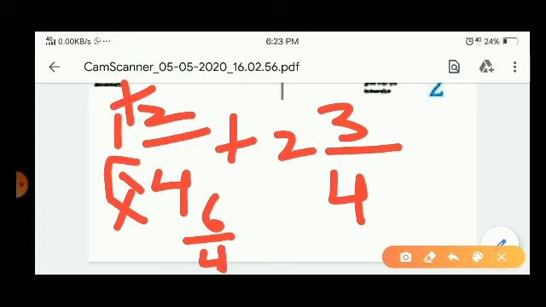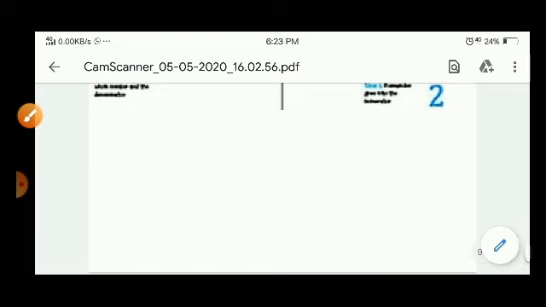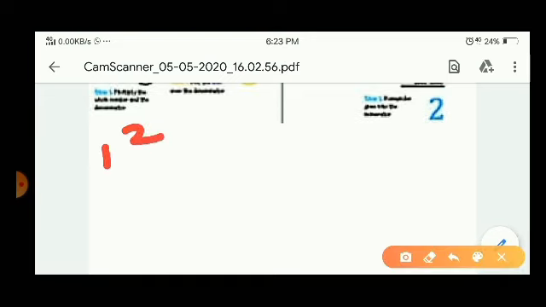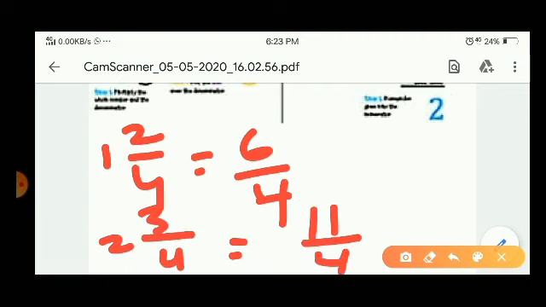This is 4. After this, the same thing we have to do with the second fraction: 4 multiplied by 2. 4 2s are 8 plus 3, 11. So this is equal to 11 upon 4. Denominators will be the same only. So you understood that 1 2 upon 4 is equal to 6 upon 4, and 2 3 upon 4 is equal to 11 upon 4. So you can see both the fractions are like fractions.